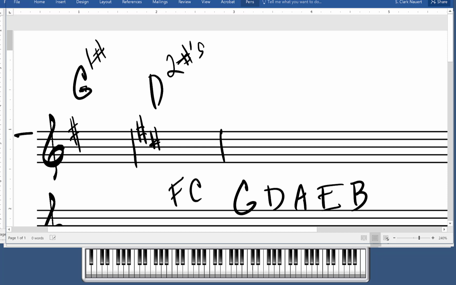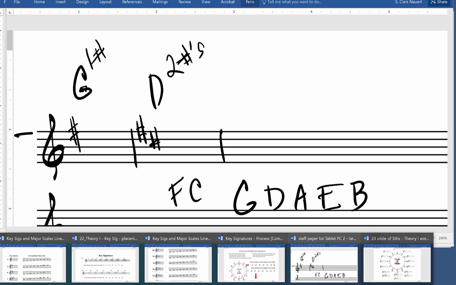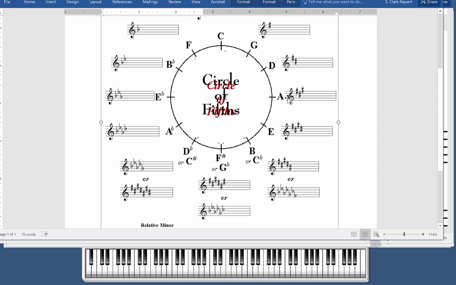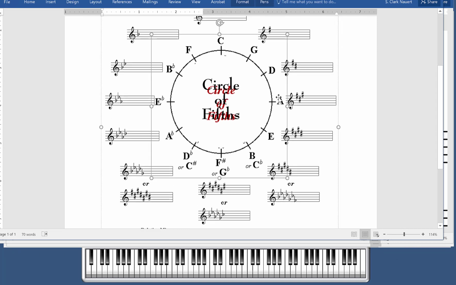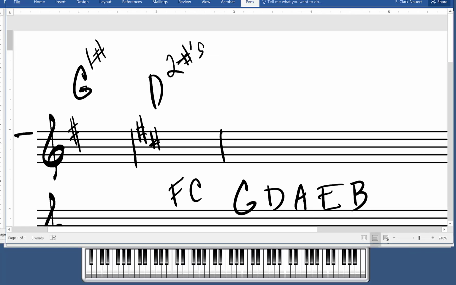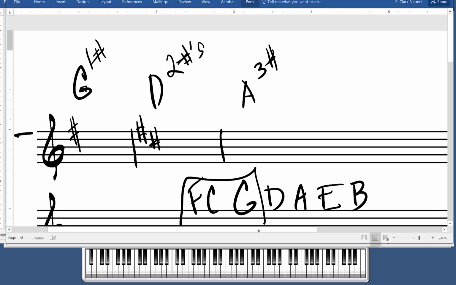What's the next key in the circle going around the right side where the sharp keys are? It's right there. It's that A. So the key of A has 3 sharps. All right, and here's our order, F, C, G, D, A, E, B. So we'll take the first 3 of those and write them on the staff.